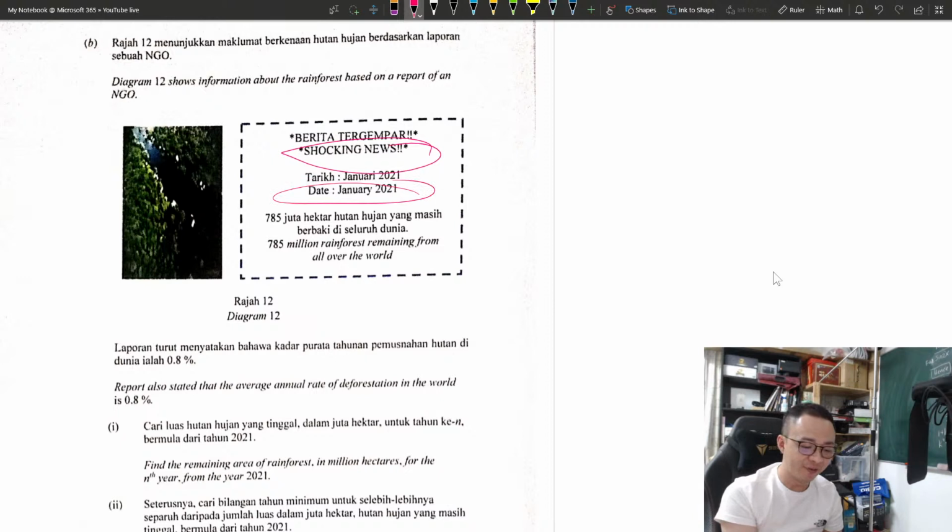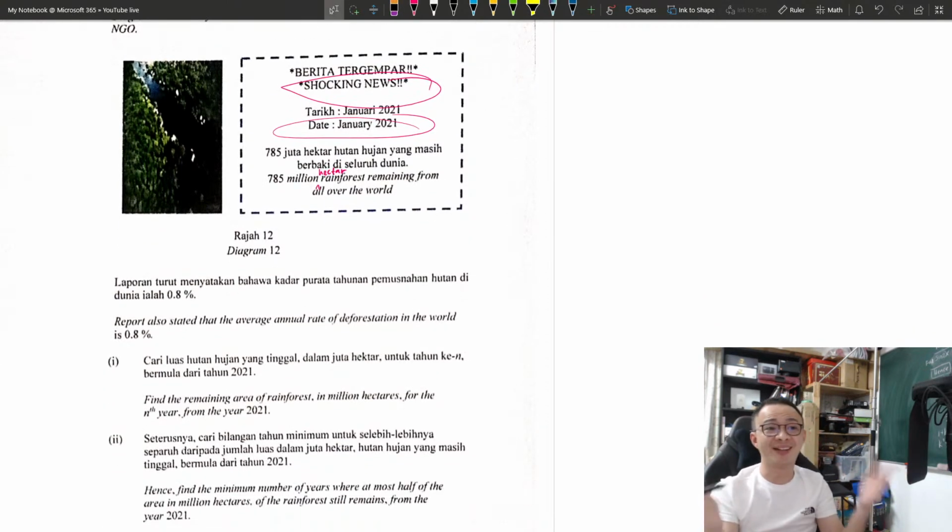I think they forgot about the unit. 785 million, here should have a hectare, I believe. Just some typing error. So we have about 785 million hectares, because hectare means like 10,000 square meters, right? Rainforest remaining from all over the world.